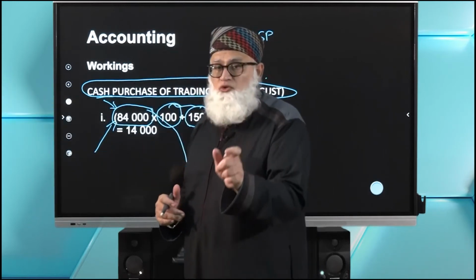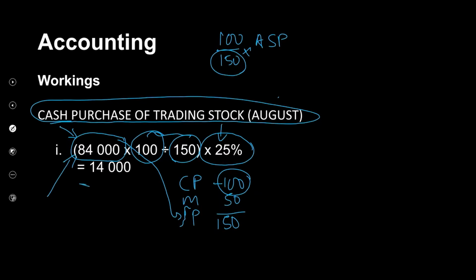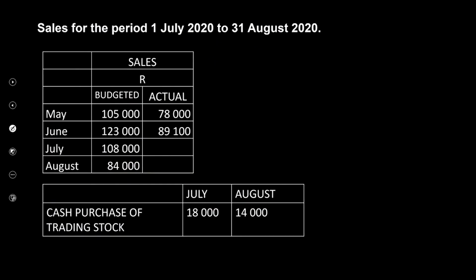In this case, the question was the cash purchases, and clearly you can see it is the 14,000 Rand, and therefore here, in your cash purchases for August, there's my answer, 14,000 Rand. So once again, it is your sales figure. Determine your cost of sales, because obviously it's a cost price of the goods that we're going to repurchase, times the cash component, which was the 25%, to give me a final figure of 14,000 Rand. So clearly you can see there is your cash purchase of trading stock, which was the 25%, namely 14,000 Rand. Okay.